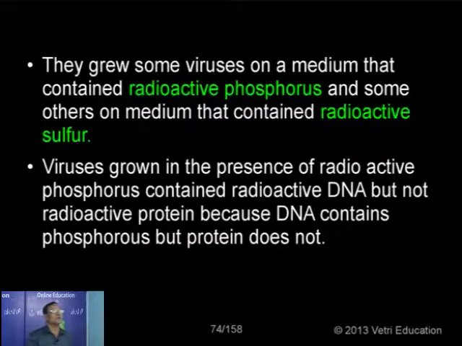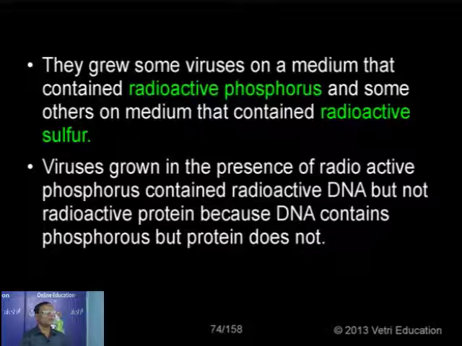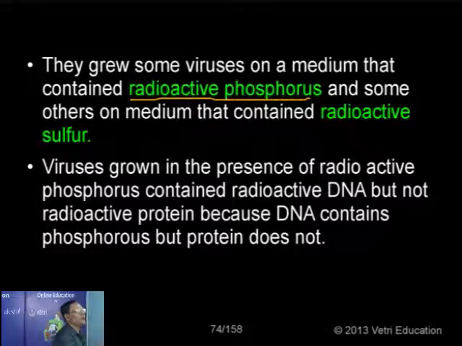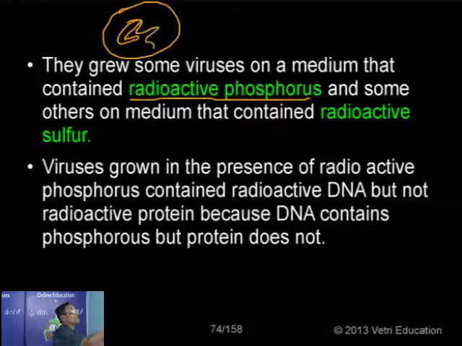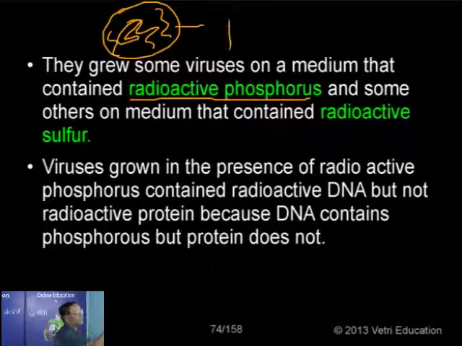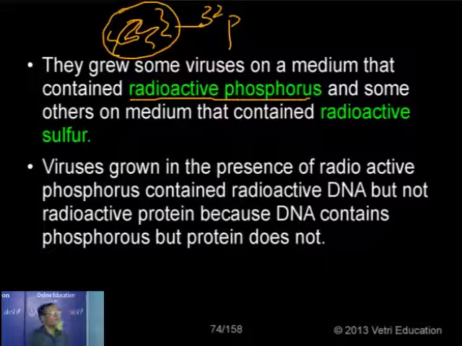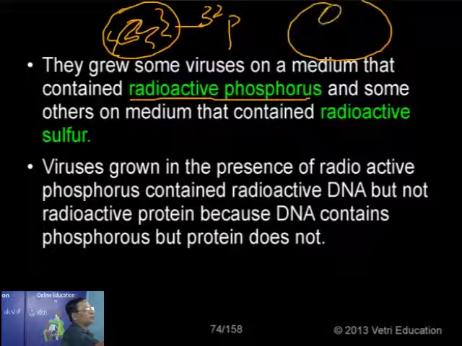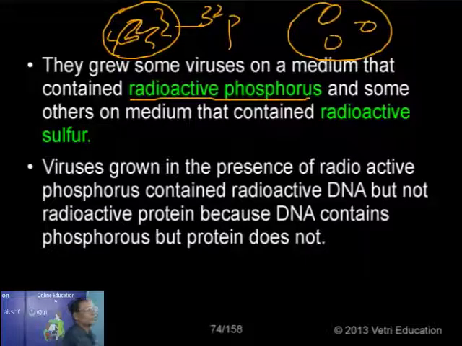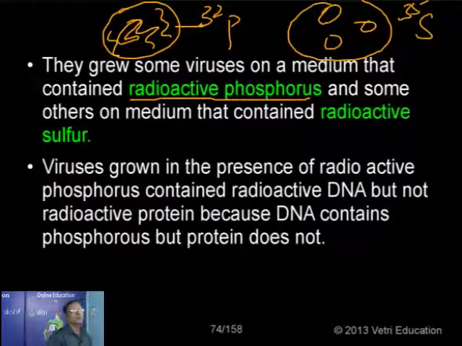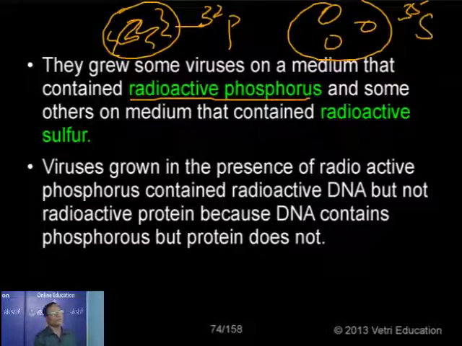Further, they cultured some viruses in a medium. There are two media taken together. One medium contains radioactive phosphorus. So they cultured many virus particles in a medium with radioactive phosphorus, P32. In another medium, they cultured the virus particles in a medium containing radioactive sulfur, sulfur 35. So in one medium we have radioactive phosphorus, in another medium we have sulfur 35, and both are radioactive.